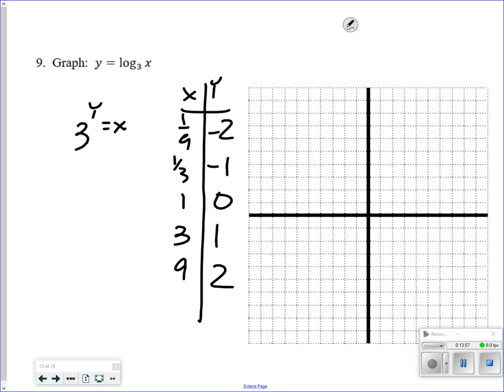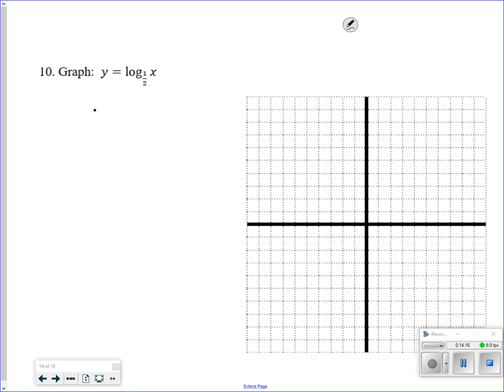So you're graphing something that looks like an exponential growth, but it's actually a logarithmic function. So it's the inverse of an exponential growth function.